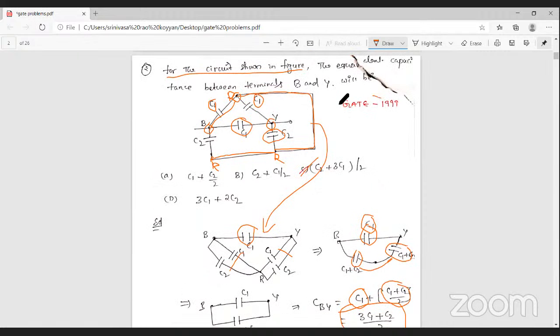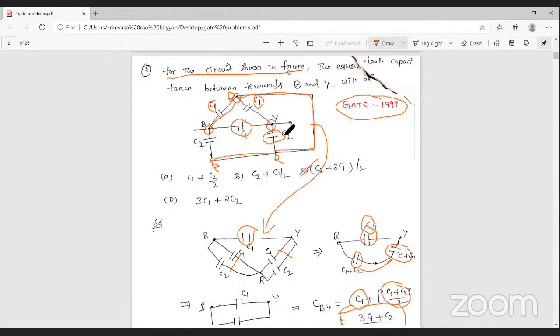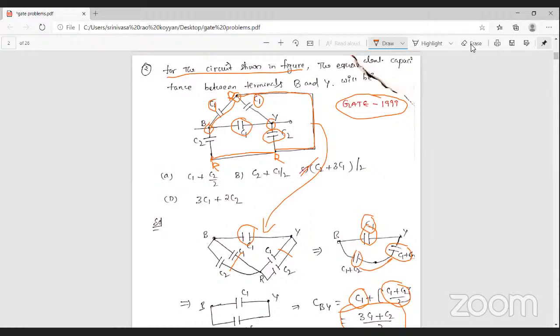So this was asked in GATE 1999. Okay, I hope all of you understood this problem, the equivalent capacitance.